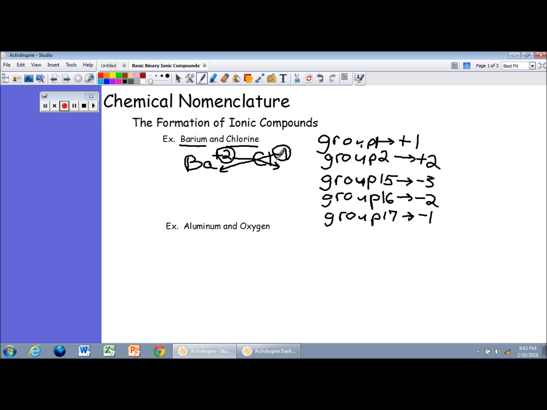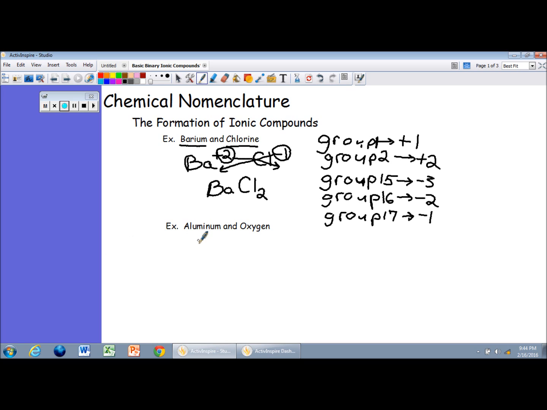Now we're going to disregard the -1. So when we write the formula, barium is going to be left alone because we're going to assume there's a 1 for barium in the formula, and then chlorine is going to get a 2 subscript because when we did the crisscross rule, we switched the 2 over to the chlorine. This gives us our formula for barium and chlorine. It's BaCl2.